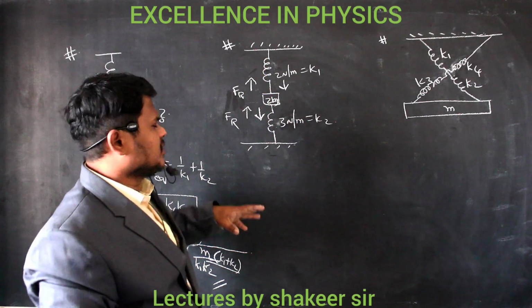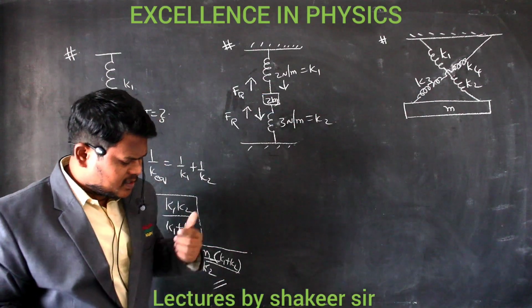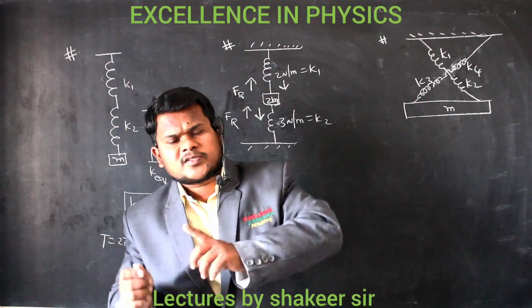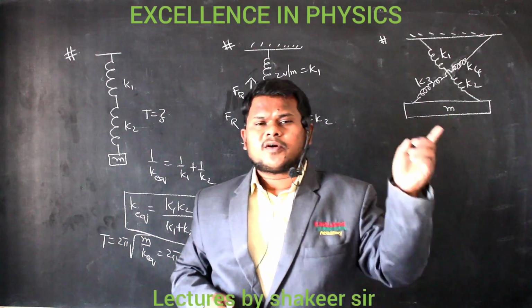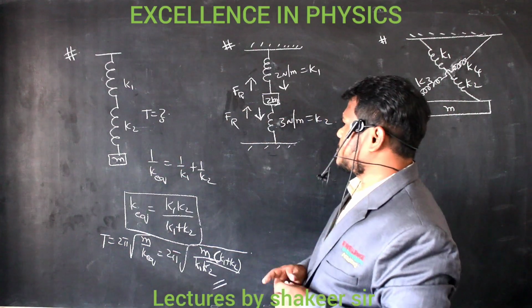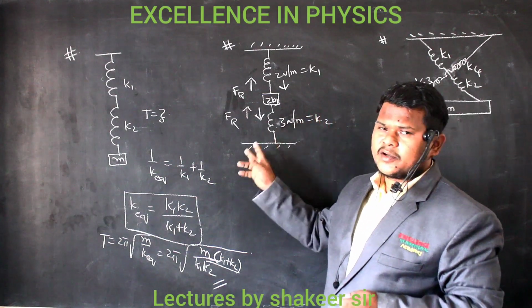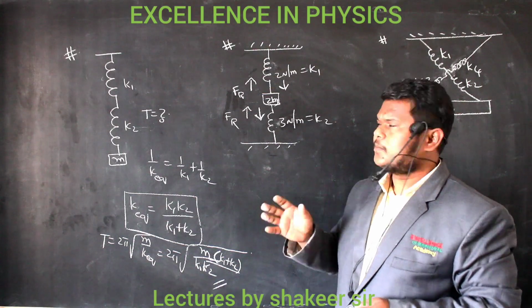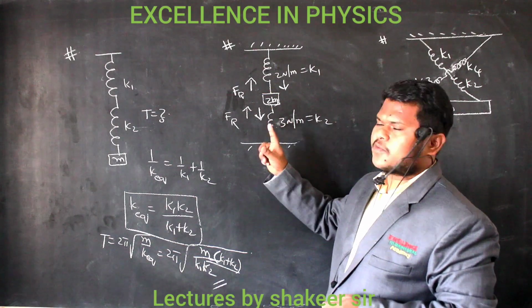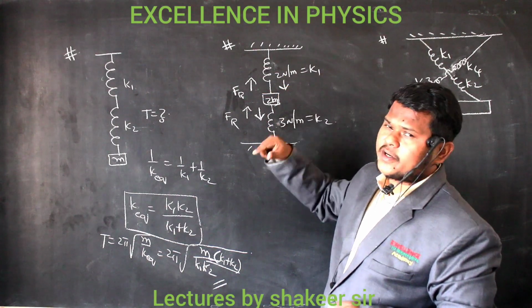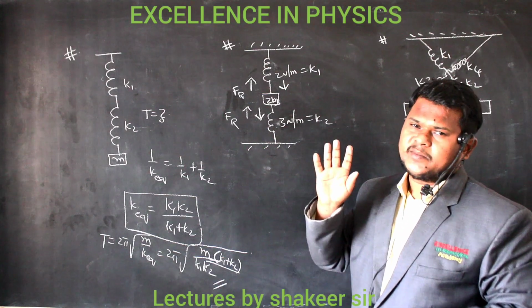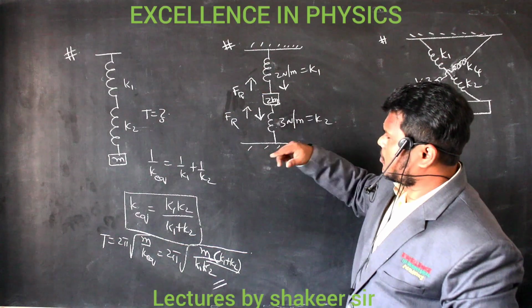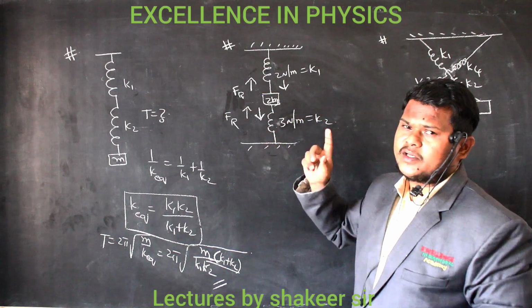So this is a property of parallel combination. That is what we have studied: in a parallel combination, both the springs will provide restoring force. And what is one more property? The elongation or compression produced in both these springs should be equal. If this spring compresses by 1 centimeter, then this spring elongates by exactly 1 centimeter. So the elongations or compressions are equal, and both of them provide restoring force.